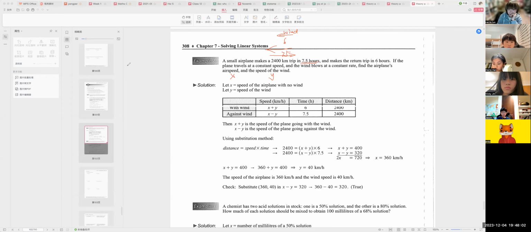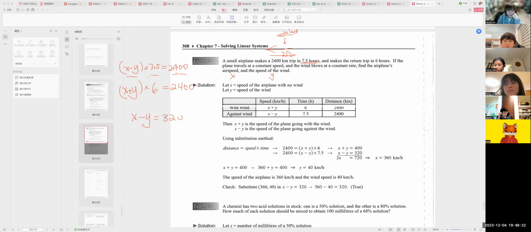So let's take a look at this one. (x minus y) times 7.5 equals 2,400, correct? Because when they're against each other, you need to subtract the speed. Speed times time equals distance. And when you're back, the time became 6, and the speed changes, but the distance never changes. Still 2,400, so it's (x plus y) times 6. So x minus y equals 320, and x plus y equals 400.